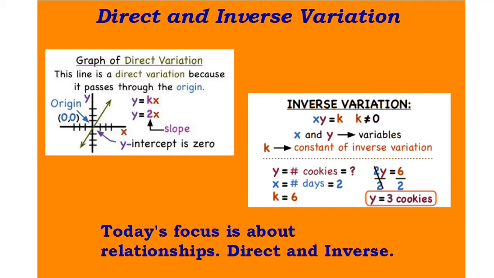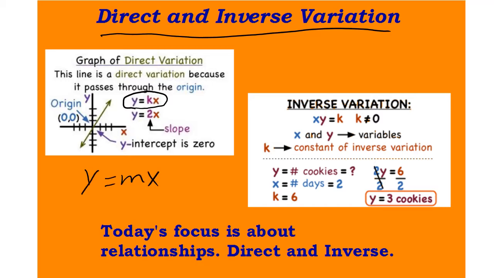Today we're going to be talking about direct variation and inverse variation. Now you should recognize direct variation. Direct variation, y equals kx. It's the same as y equals mx. It is a slope-intercept form equation.